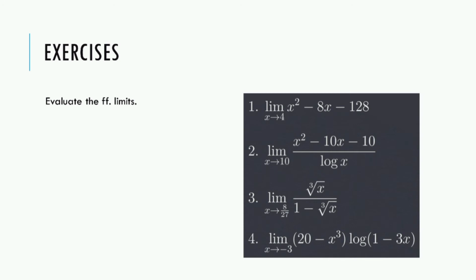The limit of x squared minus 8x minus 128 as x approaches 4. The limit of x squared minus 10x minus 10 all over the logarithm of x as x approaches 10. The limit of the cube root of x over 1 minus the cube root of x as x approaches 8 over 27. And the limit of 20 minus x cubed multiplied by the logarithm of 1 minus 3x as x approaches negative 3.